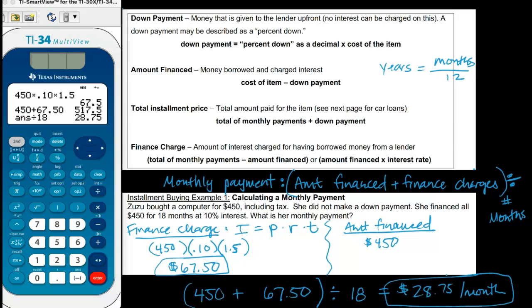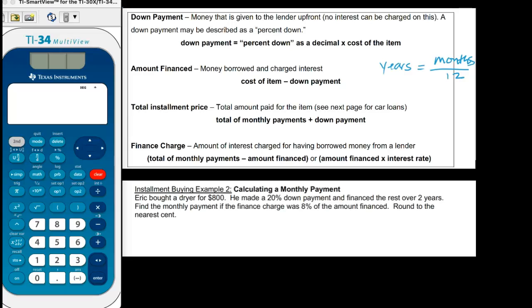All right, so let's look at example 2. In example 2, Eric buys a dryer for $800. He made a 20% down payment and financed the rest over 2 years. Find the monthly payment if the finance charge was 8% of the amount financed, round to the nearest cent. This is similar to the last example, except for this down payment part. So we're going to calculate the down payment first and see how that factors into the overall situation.